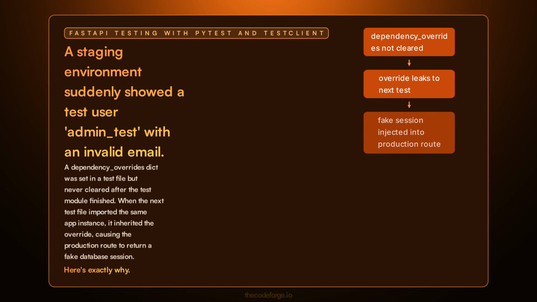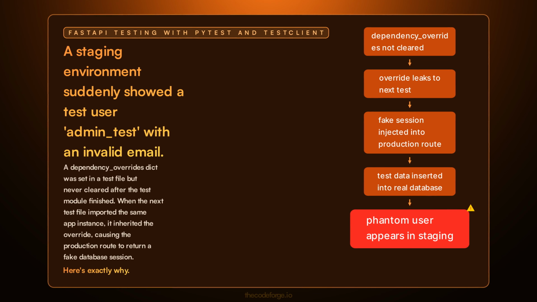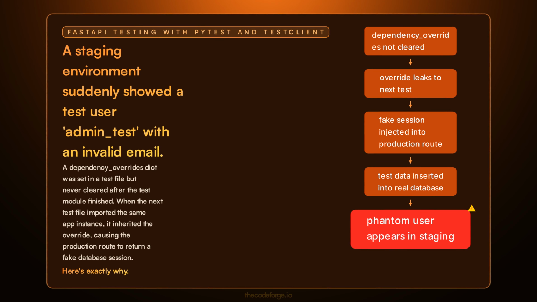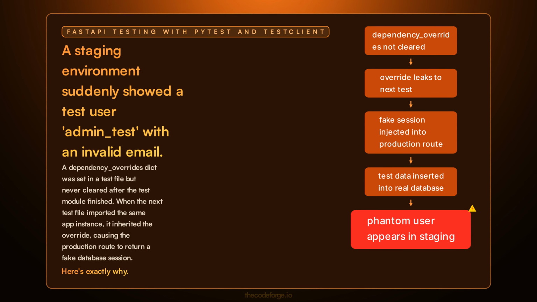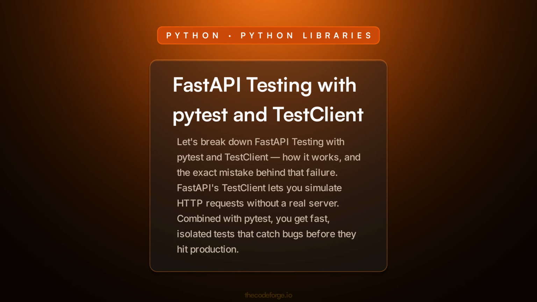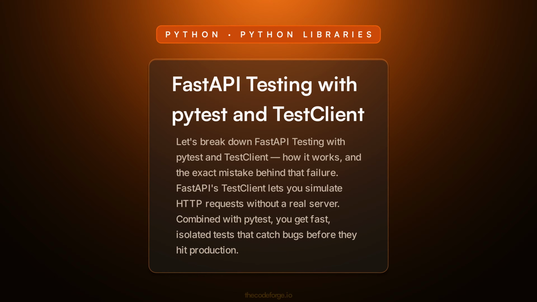A test user, admin test, with an invalid email suddenly appeared in staging, triggering a security rollback. The root cause: a dependency override that was never cleared, leaking a fake database session into production routes. Let's break down FastAPI testing with PyTest and TestClient, how it works, and the exact mistake behind that failure.